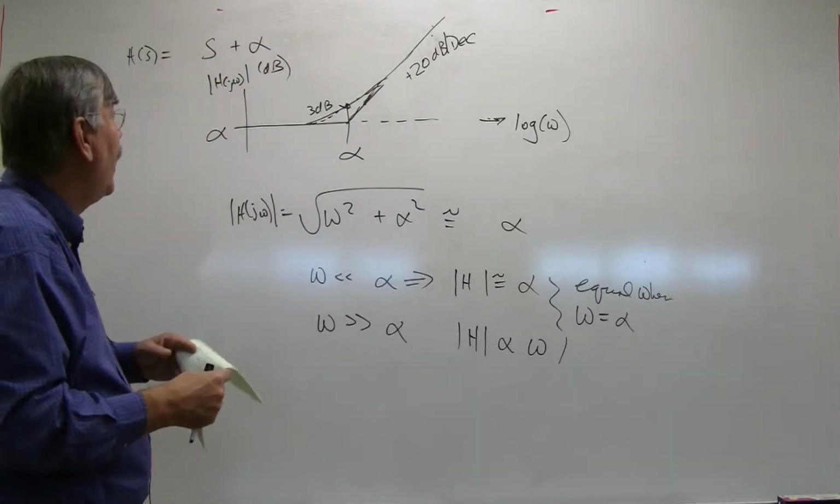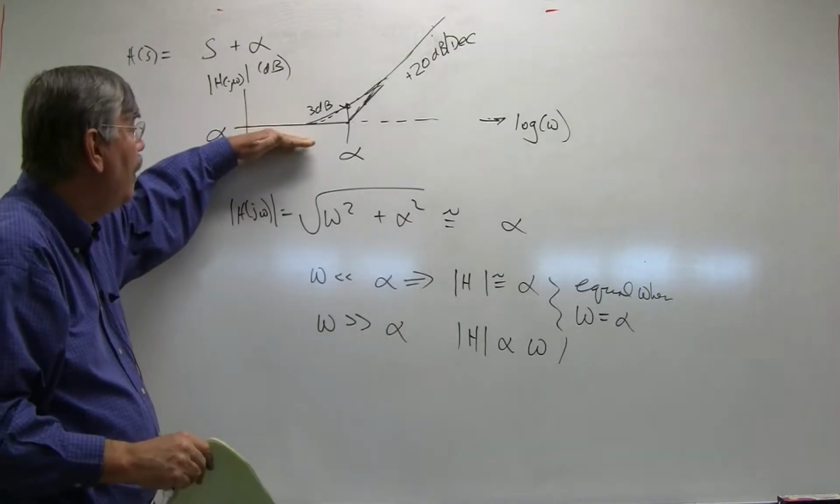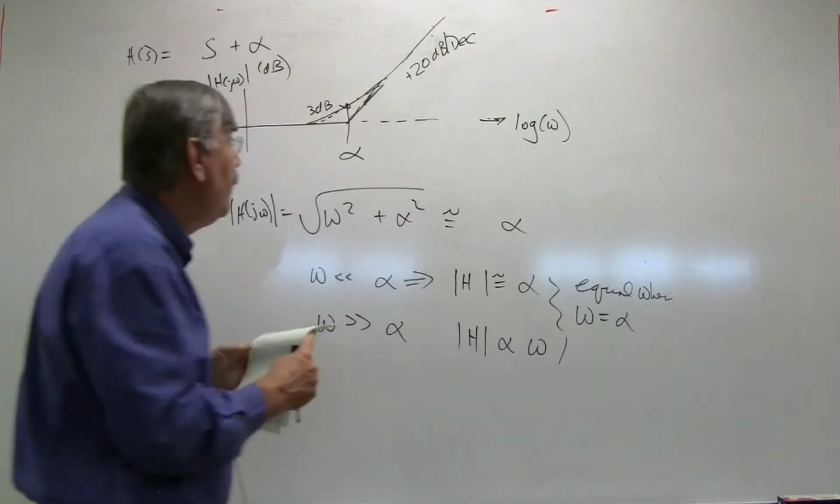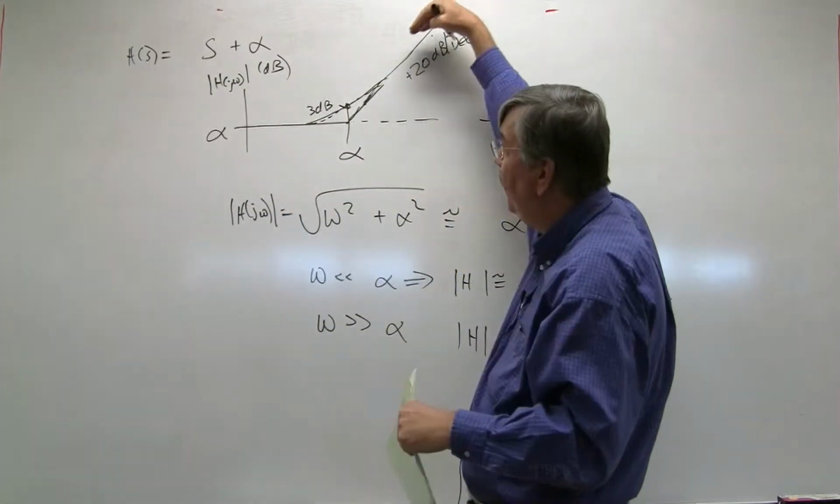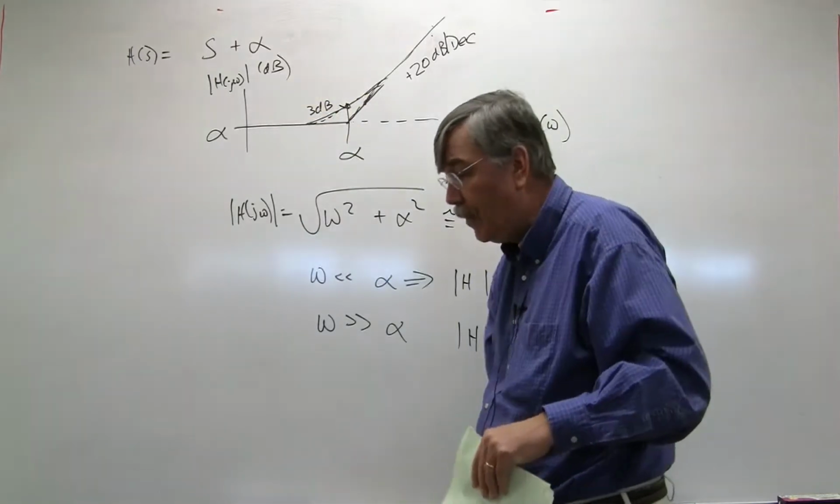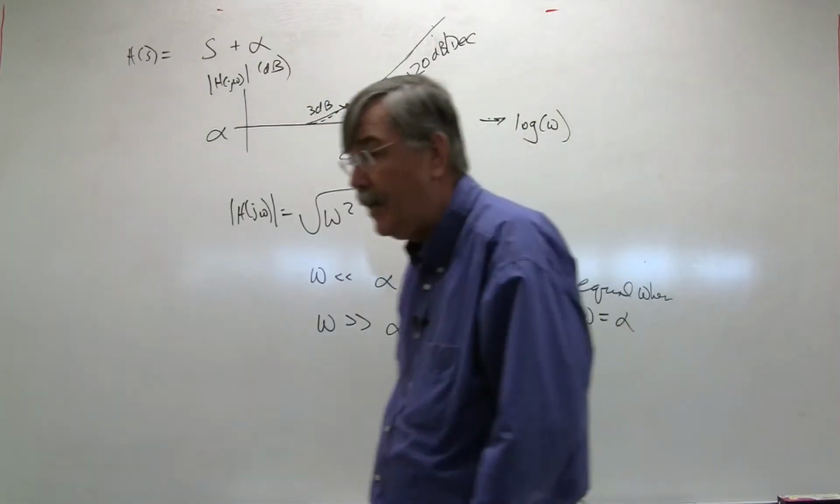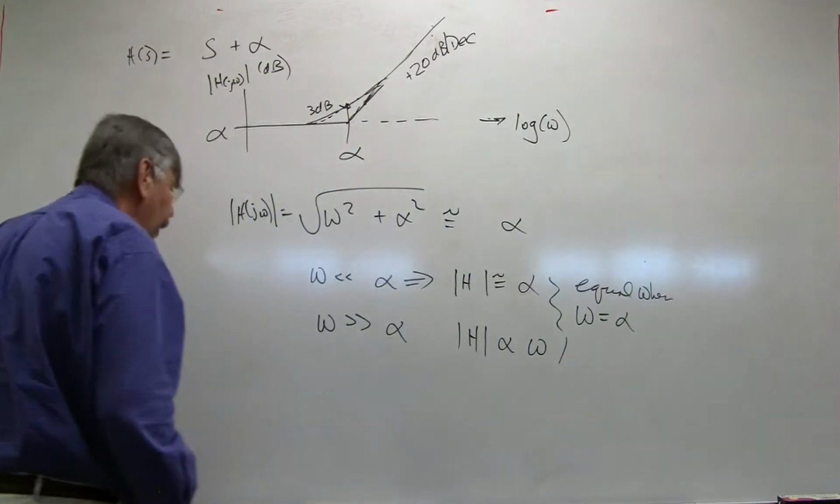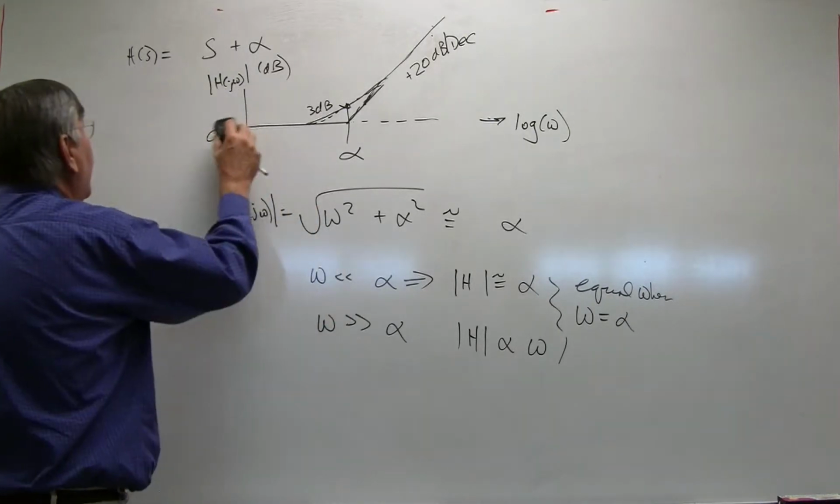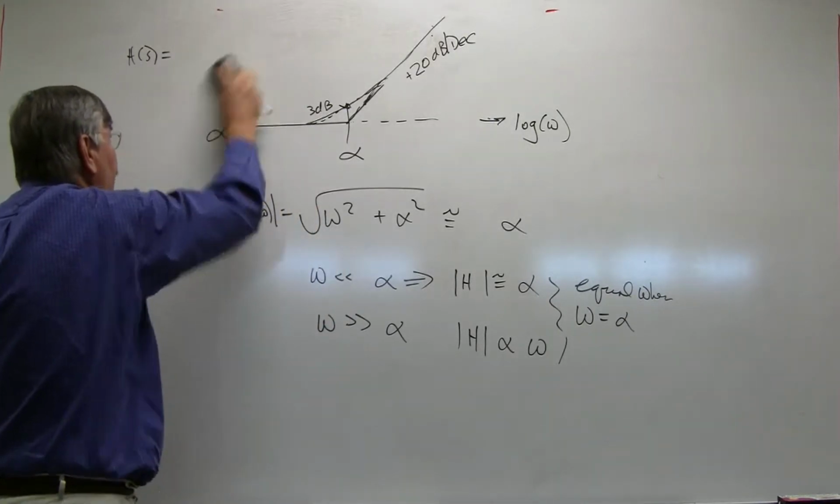So the rule that we'll say is when we have a single zero, it causes the slope to increase. If you started from the top, it's coming down like this, and then it flattens out. So the slope increases by 20 dB per decade every time we pass through, if you will, the zero. All right? The second example I'll do is a pole.